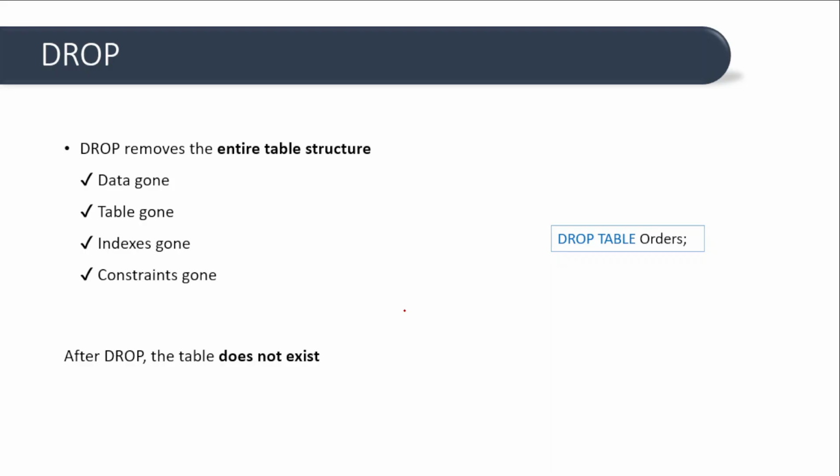Now comes the dangerous one, drop. When we use drop, we are not just deleting the data, we are deleting the entire table itself. That means the data is gone, the table structure is gone, and along with it, all indexes, constraints, and dependencies are also removed. After a drop operation, the table no longer exists in the database. There is no rollback possible. There is nothing left to recover unless you restore from backup. So that's why drop is considered the most destructive command and is used very carefully in real production systems.